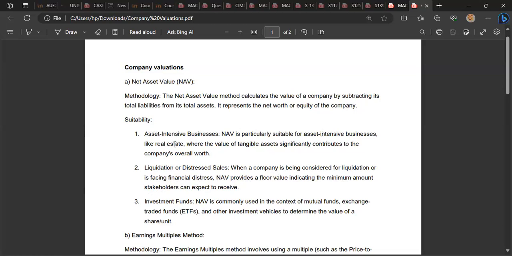What kind of assets? Assets like real estate, where the value of tangible assets significantly contributes to the company's overall wealth. That's where this method can be very suitable, because when you are dealing with assets, you go to your balance sheet to look at the assets that you have. It works best where the value of that company is based on fixed assets. Let me not just say where there's a lot of fixed assets, because that could be a little deceiving. Let's look at a company like, say, McDonald's.